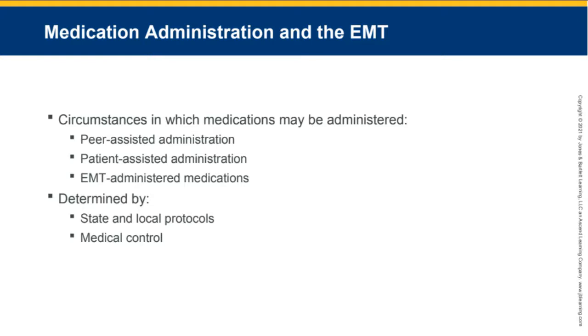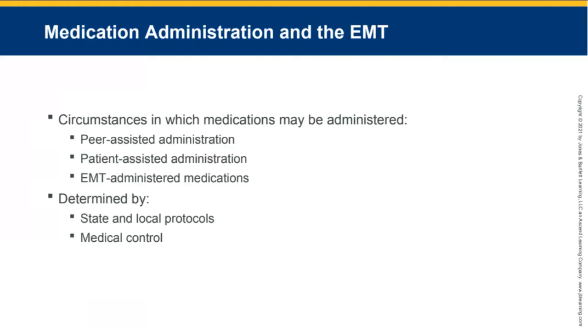Circumstances in which medications may be administered. You have peer-assisted medication. This is when you administer the medication either to yourself or to your partner. Suppose you have biological warfare chemicals and you need to give an antidote to yourself or to your partner because either of you was exposed, then that's peer-assisted medication administration.